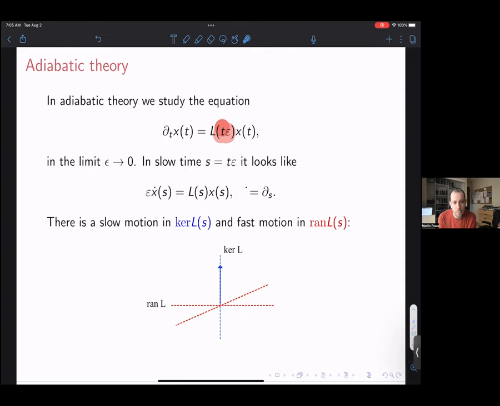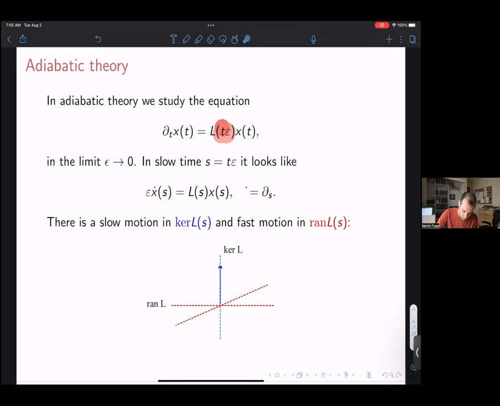If you look at this equation, it decomposes the space into a part that is in slow motion. Any vector inside the kernel of this operator is in slow motion, because if I have a vector x inside the kernel, L on x is equal to zero, which means its time derivative is equal to zero. So it moves slowly, and these are any vectors in the kernel.